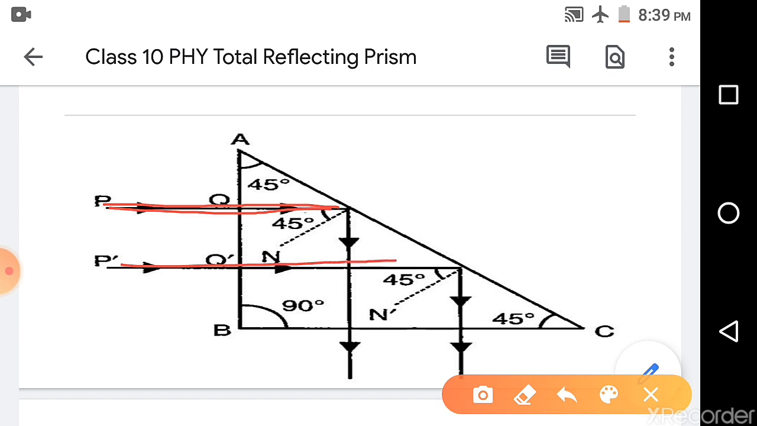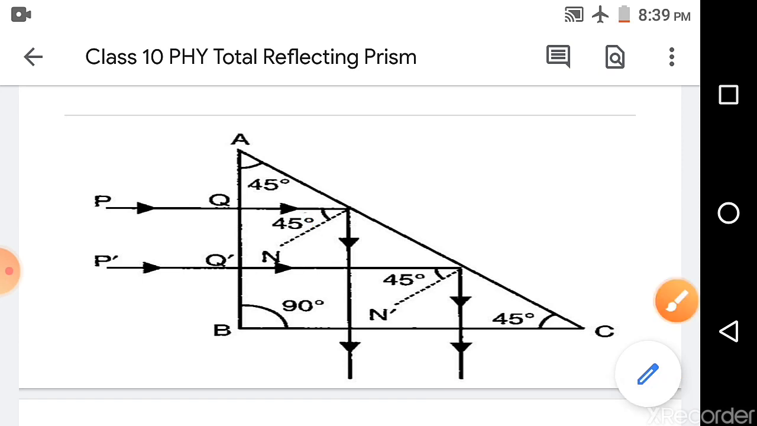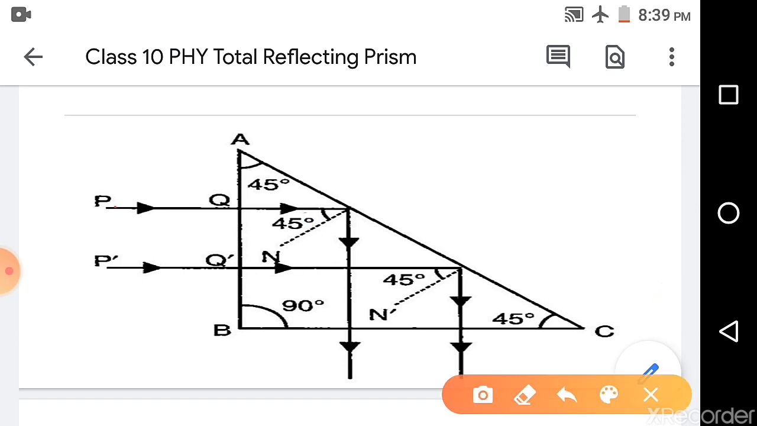Those are traveling through the glass medium and are incident on the surface AC with an angle of 45 degrees. So why is the angle 45 degrees? Let's see. Here, the light ray is incident normally, that means 90 degrees. So this angle is 90 degrees and this angle is 45 degrees, so this angle must be 45 degrees. And if the normal is drawn here, this total angle is 90 degrees. So if this angle is 45 degrees, then this angle of incidence is also 45 degrees.